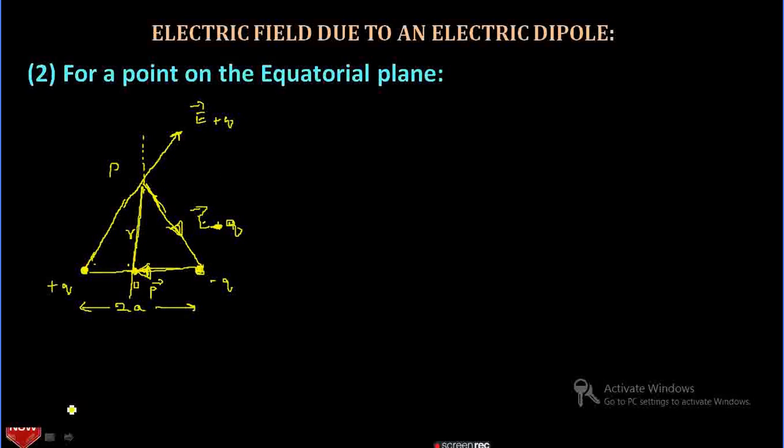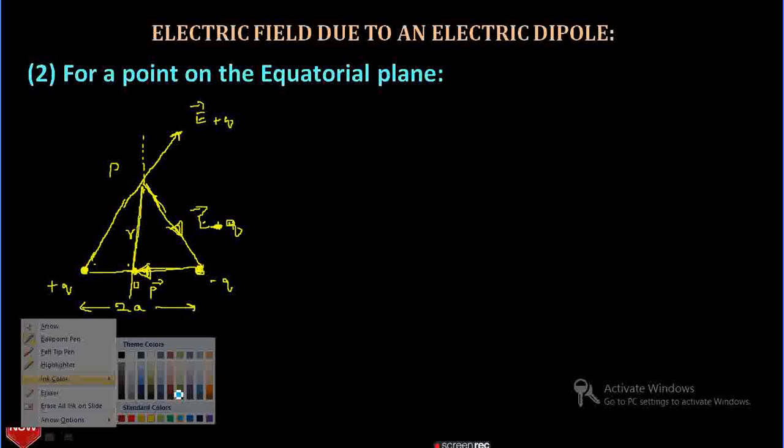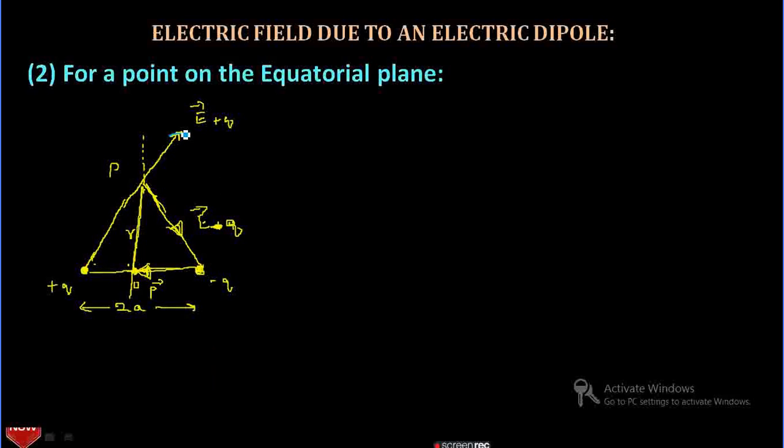So now see here, what happened? Very simple. E plus q is the electric field due to the positive charge. E minus q is the electric field due to the negative charge. Both are acting at the point P. So now draw a horizontal line.